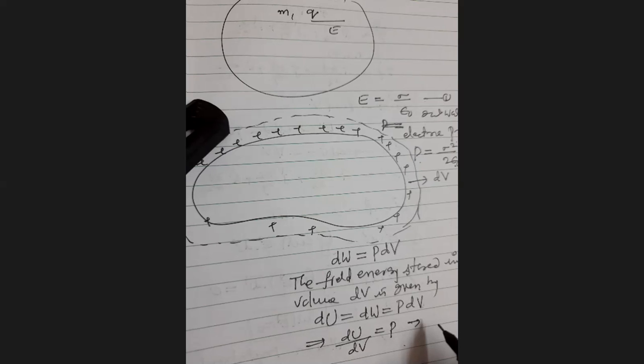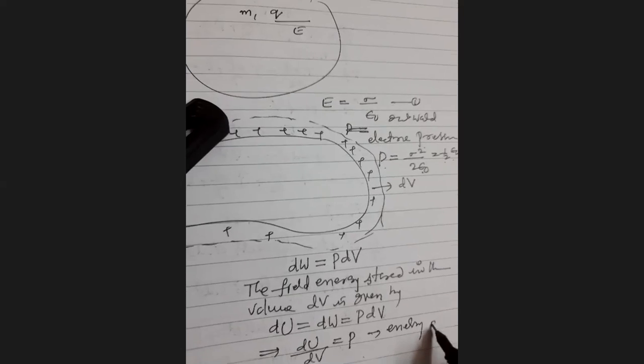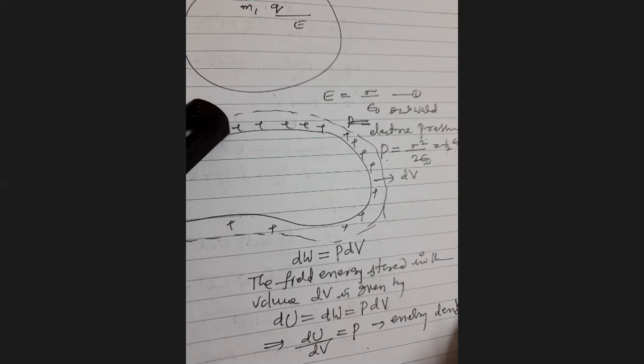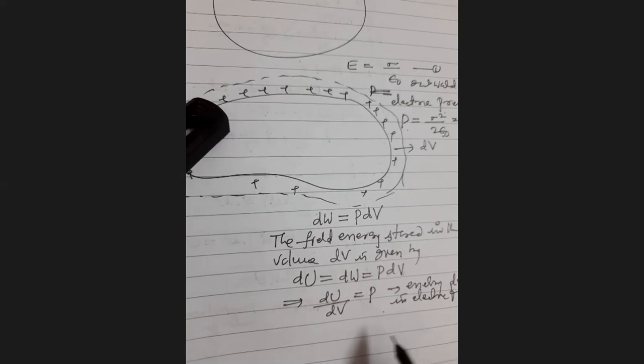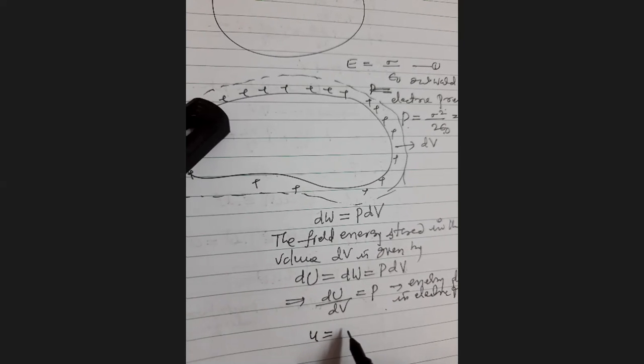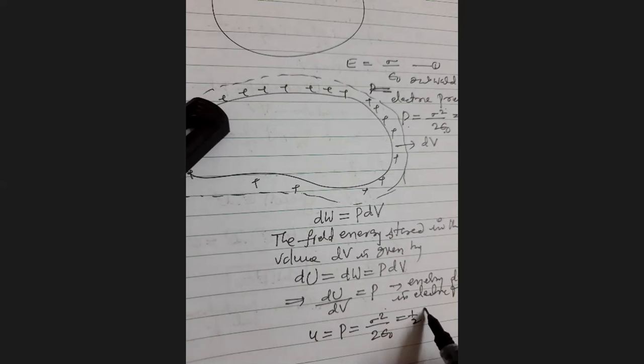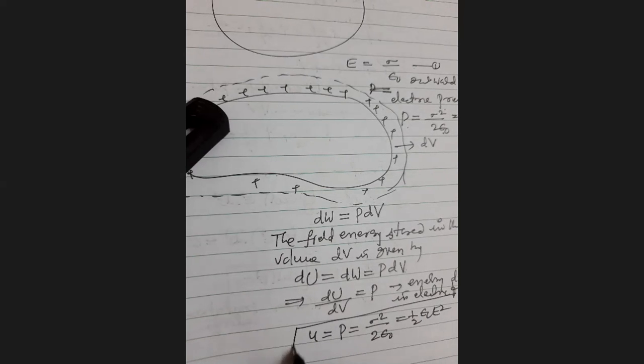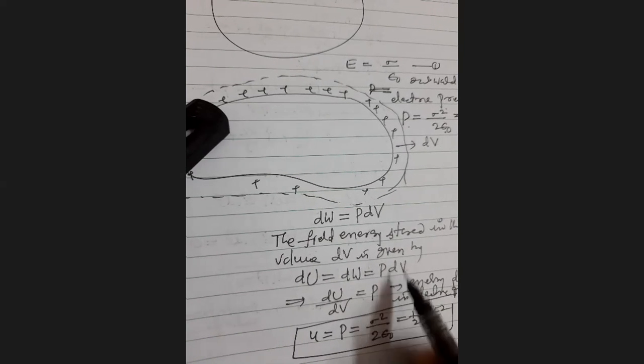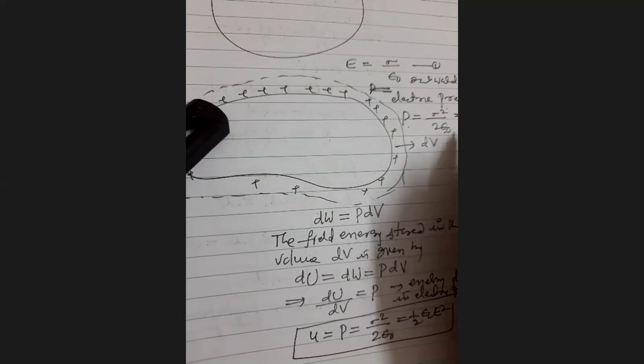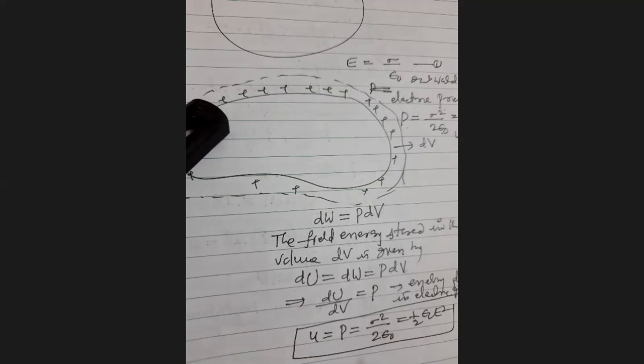So this is called energy density in electric field. Energy density in electric field, right? So now we can show this with the small letter u. u is equal to P, that is sigma square by 2 epsilon naught, that equals half epsilon naught E square, because we have P equal to sigma square by 2 epsilon naught, which we derived in the previous concept.